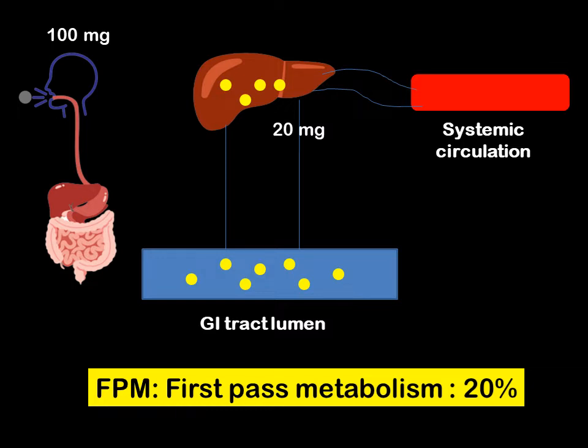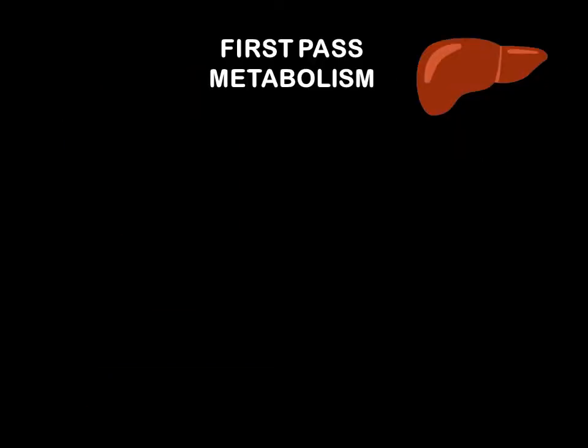20% converted into the inactive form. Because initially it was 100% active, but because of first pass metabolism, 20% drug loss happened. So that entire process, the entire concept, is known as first pass metabolism. Now let's understand the definition of first pass metabolism.